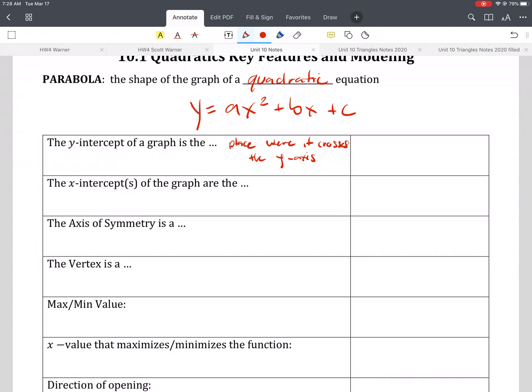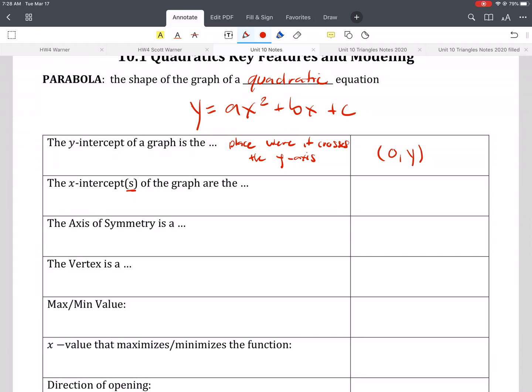You've had this before when doing linear equations. It's still the same. It's always written as an ordered pair, 0, comma, whatever the y value is at that point. Okay, the x-intercepts. This has a parenthesis around the s because sometimes there are no x-intercepts. Sometimes there's one x-intercept and sometimes there's two. Most of the time there'll be two.